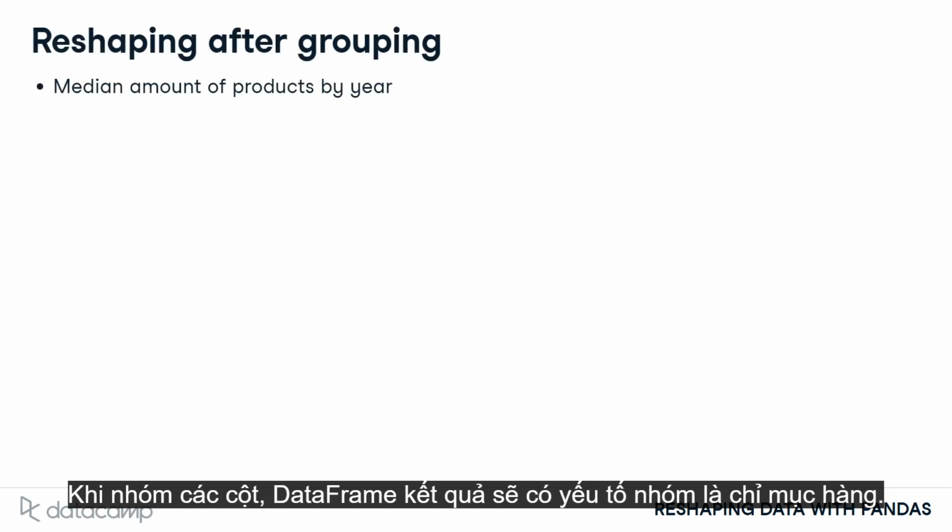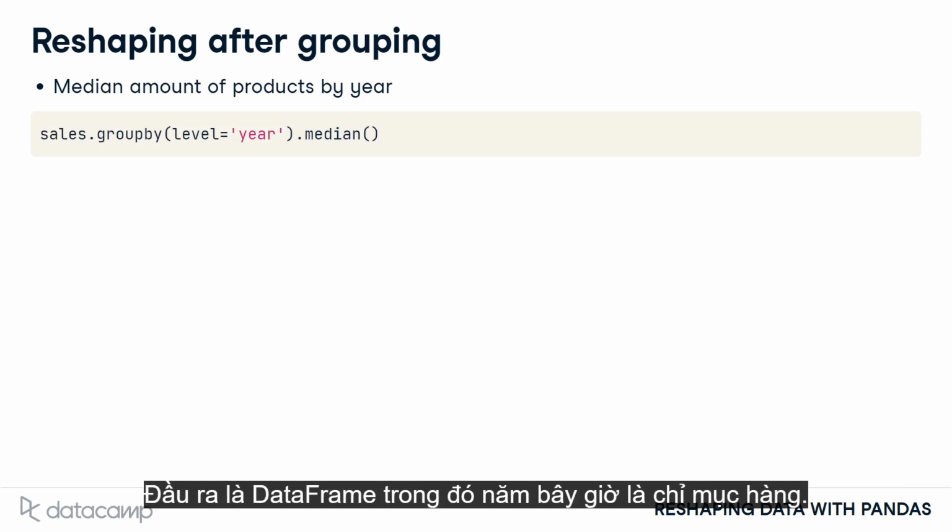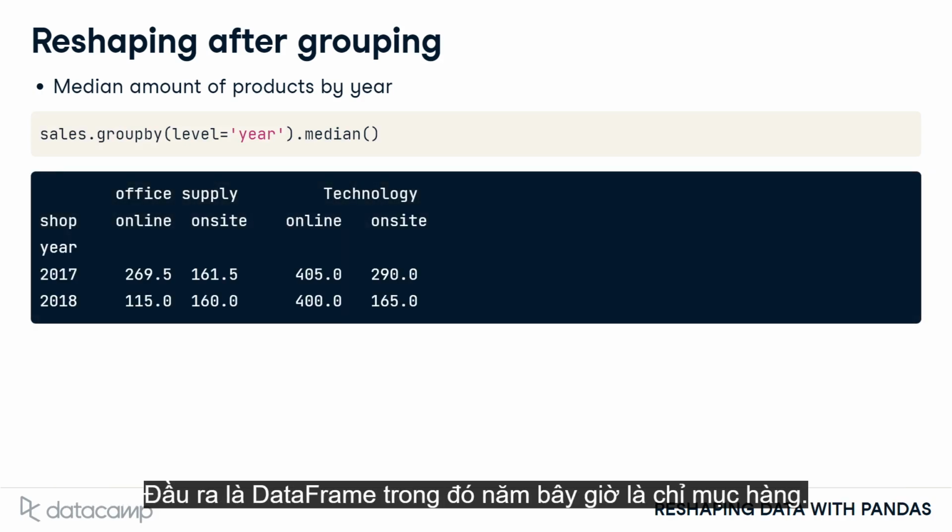When grouping columns, the resulting data frame will have the grouping factor as the row index. In the code, we group the data by year and then calculate the median. The output is a data frame where year is now the row index.